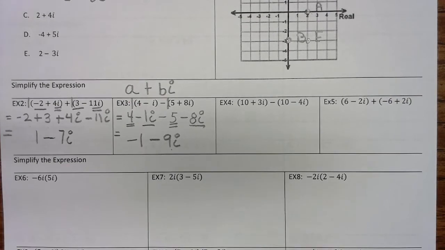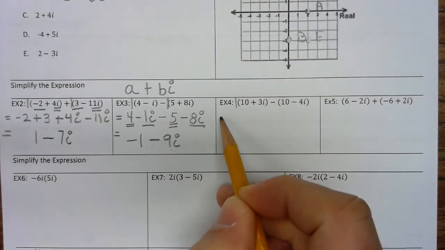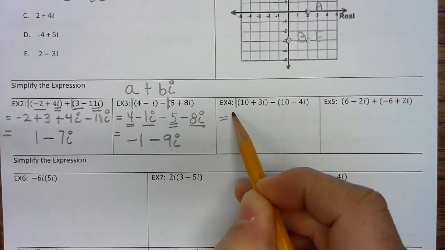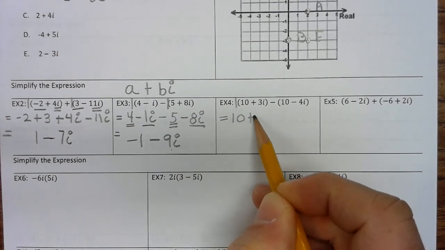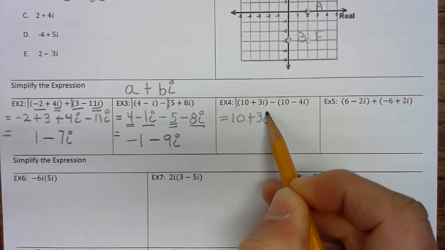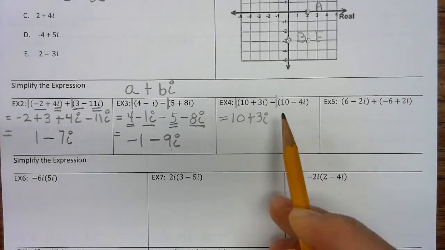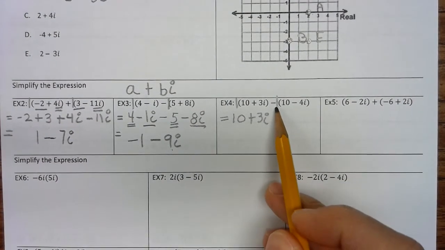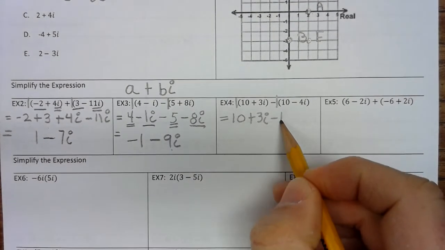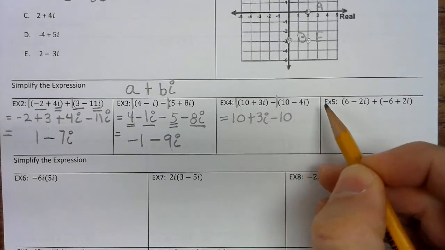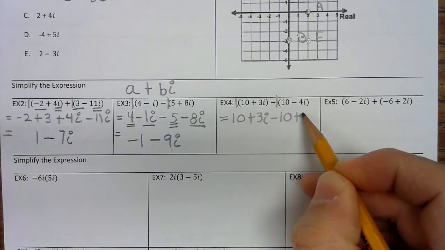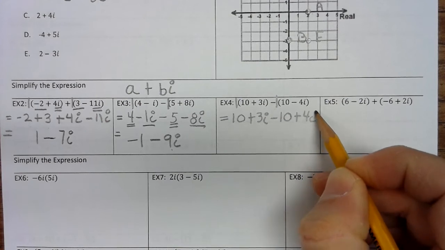All right, example 4. So again, here we're just multiplying by 1, so we can ignore the parentheses. So we have 10 plus 3i. But here we have to multiply or distribute by -1. So -1 times 10 is -10. And -1 times -4i is a positive 4i.